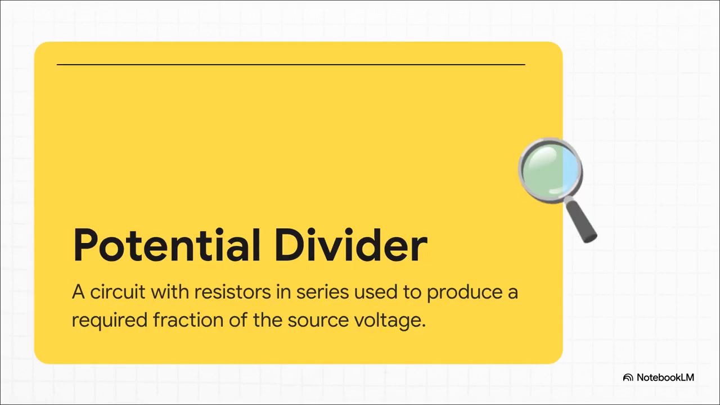This idea leads us to a really clever and useful circuit, the potential divider. If you put a couple of resistors in series, we know that total voltage gets shared between them. By choosing the right resistors, we can build a circuit that taps off a very specific fraction of the supply voltage. This is super useful for things like light sensing circuits or temperature controls.